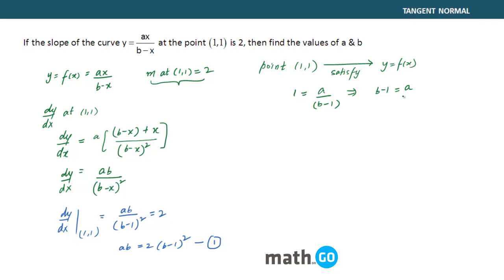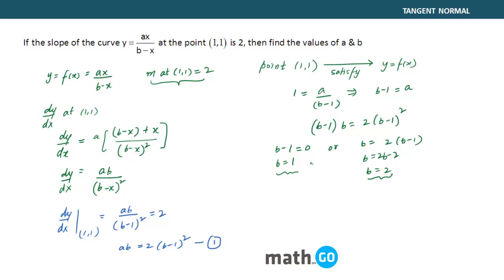Just replace the value of a in this particular equation. By replacing, I can say (b minus 1) into b is equal to 2 times (b minus 1) square. Now, never cancel b minus 1 directly. In fact, what you should say is b minus 1 could also be 0, or b is equal to 2 times (b minus 1). So one answer for b is b is equal to 1, or the other answer is b is equal to 2b minus 2, which gives b equal to 2. So we have two answers for b for this particular question.